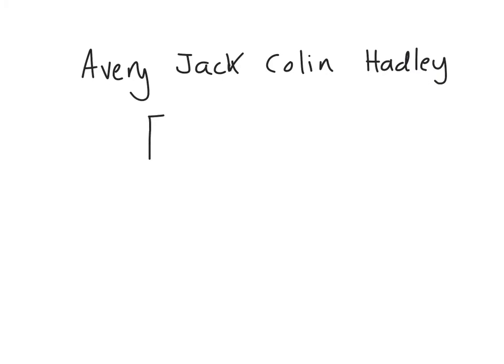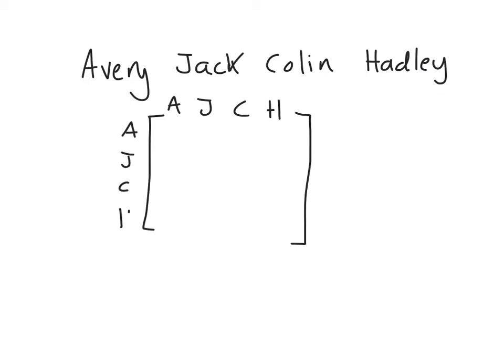So let's take a look at putting Avery, Jack, Colin, and Hadley in the columns and then also in the rows. We could use numbers, in particular zeros and ones, to represent who's friends with whose. So by default, we're going to say everybody kind of likes themselves. So along the diagonal, we're going to enter ones. So Avery likes himself, Jack likes himself, Colin likes himself, Hadley likes herself. I guess Avery could be a girl or a boy, doesn't matter.